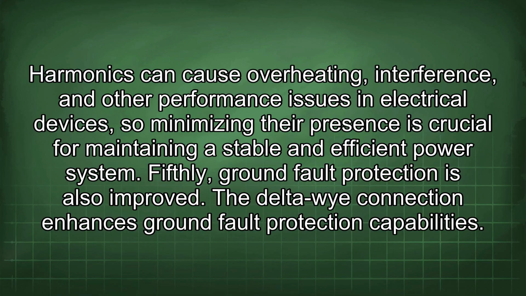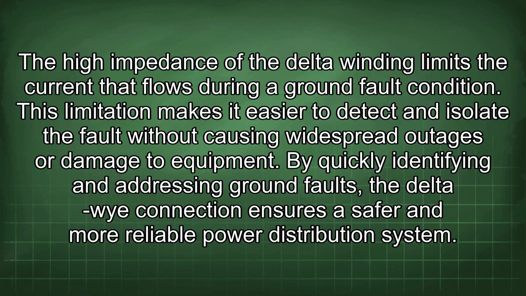Fifthly, ground fault protection is also improved. The Delta-Wye connection enhances ground fault protection capabilities. The high impedance of the delta winding limits the current that flows during a ground fault condition. This limitation makes it easy to detect and isolate the fault without causing widespread outages or damage to equipment. By quickly identifying and addressing ground faults, the Delta-Wye connection ensures a safer and more reliable power distribution system.